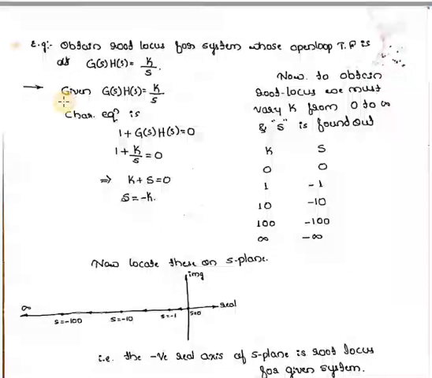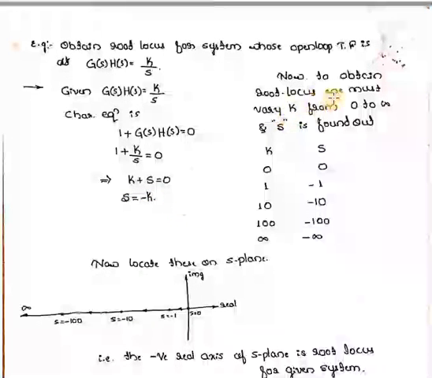Now consider an example: obtain the root locus for a system whose open loop transfer function is G(s) into H(s) equal to K by s. Here this is the given transfer function for the open loop. For this transfer function, you can write the characteristic equation as 1 plus G(s) into H(s) equal to 0. Here G(s) into H(s) is nothing but K by s. Substituting that, we get K plus s equal to 0, or s equal to minus K.